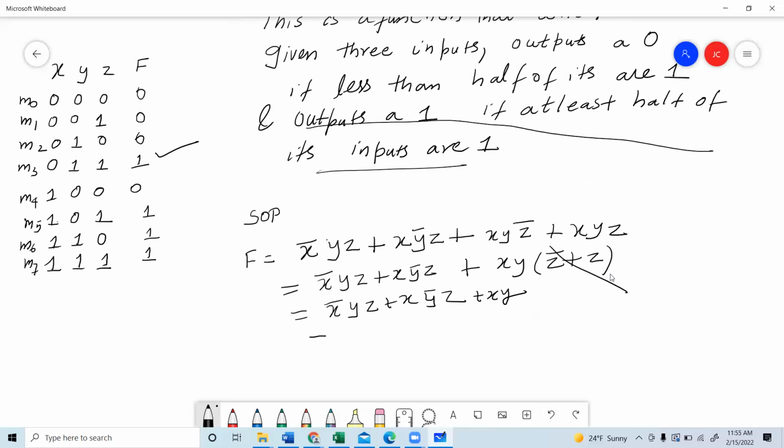Okay. You can take z out, and this is x bar y and x y bar plus x y. Am I writing correctly? If I'm making any mistakes, let me know.